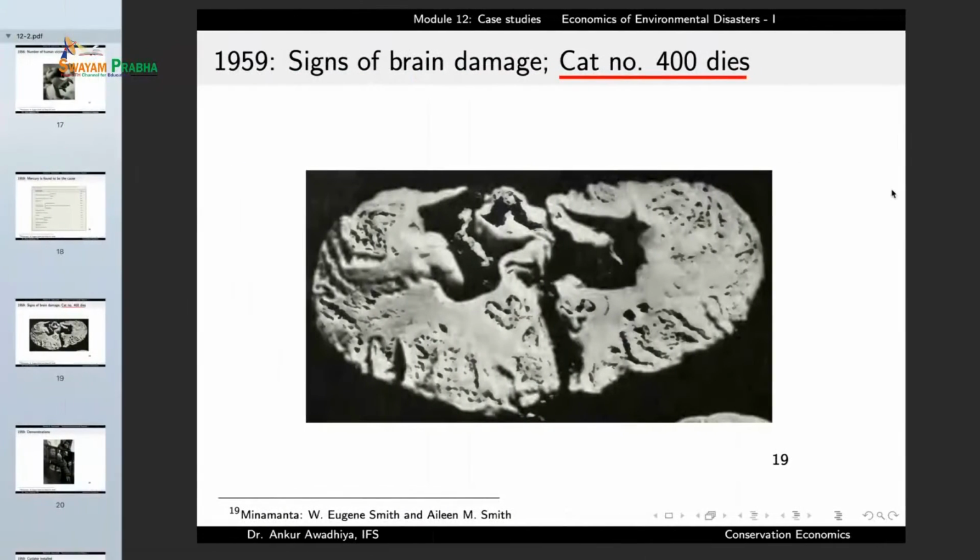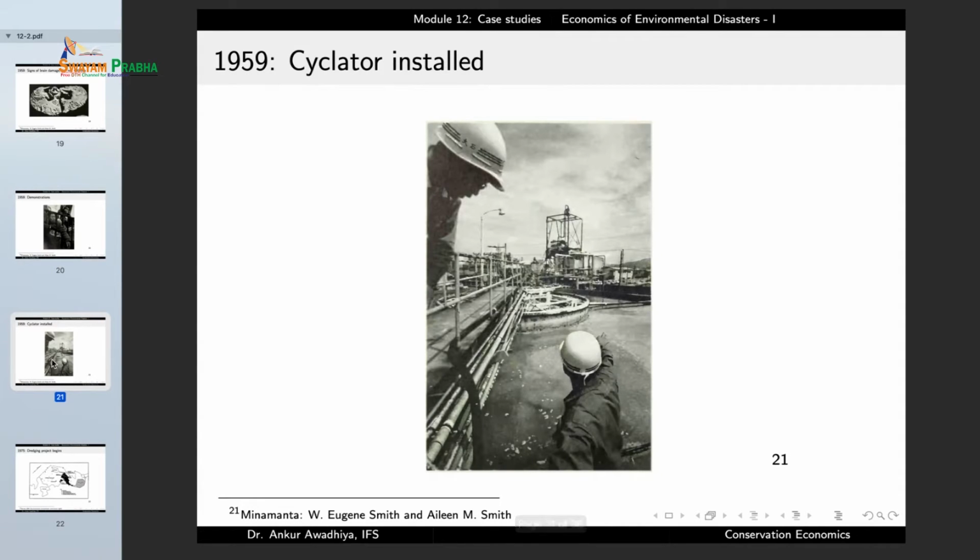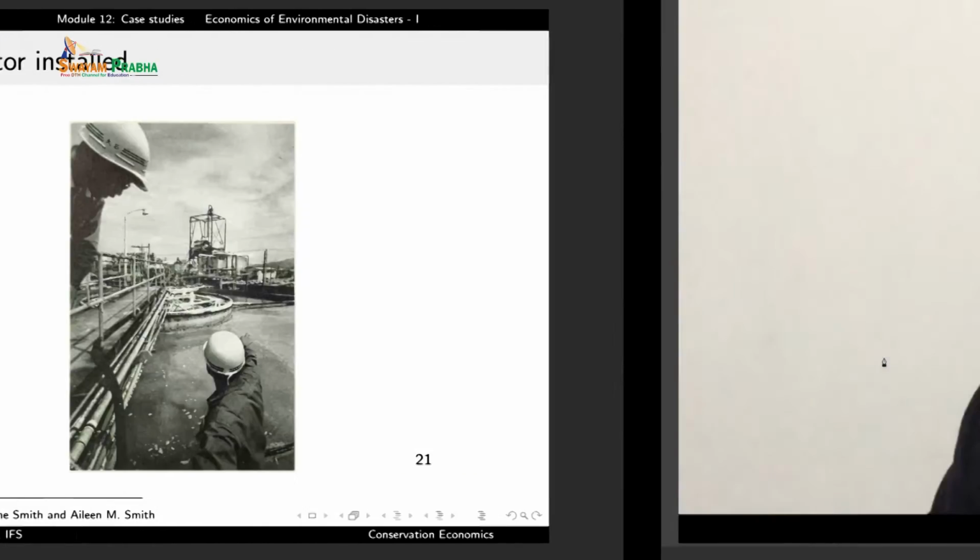And so it was proven that it is because of this waste material that is being dumped that we are seeing all these different kinds of neurological symptoms. And in 1959, this cat dies because of all these neurological symptoms. Then in 1959, demonstrations begin against the company. And what the company does now is that they install an equipment that supposedly treats the waste. But here again, the company did not actually install a machine that could process the waste efficiently. It was more of an eyewash because there were demonstrations. So the company said, "Okay, we have to do something." So they did something, but that was not the most efficient thing.